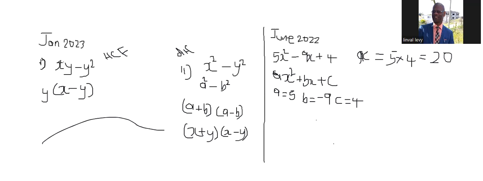The factors of 20, in this case, we are going to be using 5 and 4, right? We're going to use 5 and 4. We need -9, and we need +20, right? So 5 times 4 is 20. 5 plus 4 is also 9, right? But in this case, we need -9.